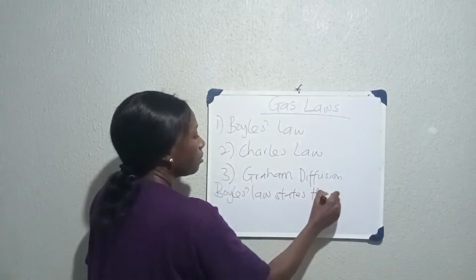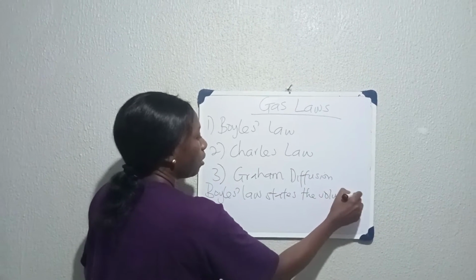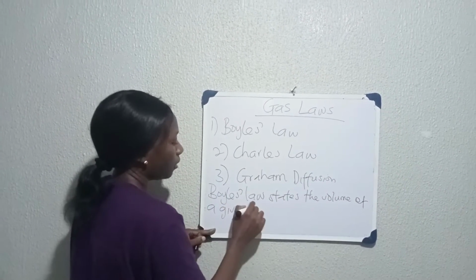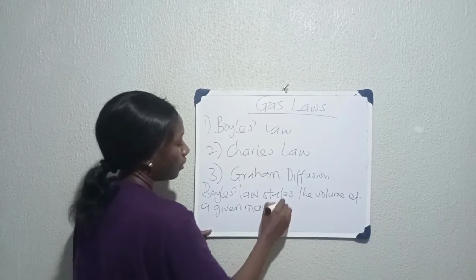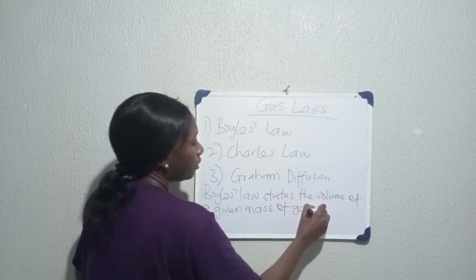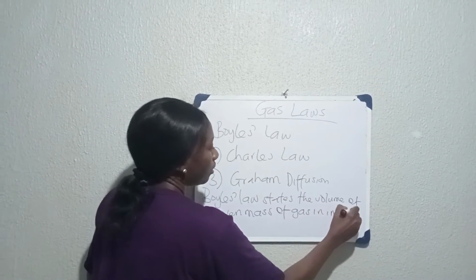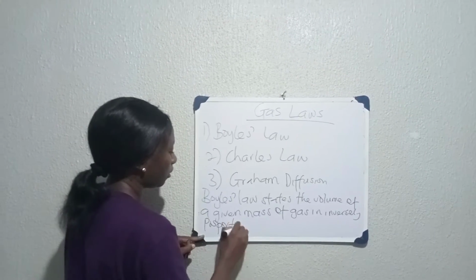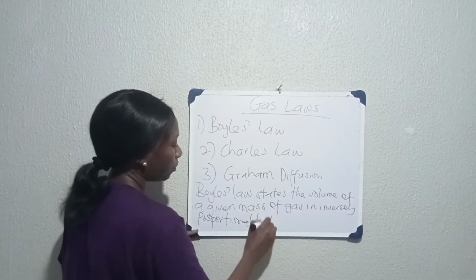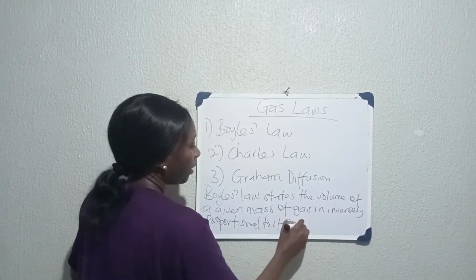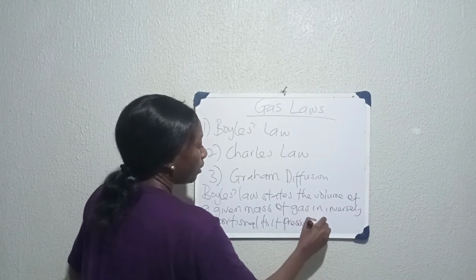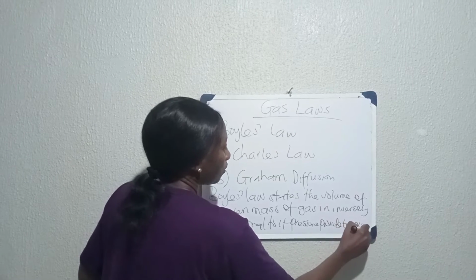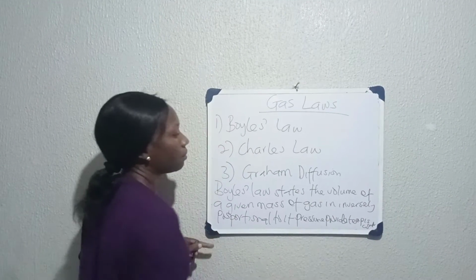the volume of a given mass of gas is inversely proportional to its pressure, provided temperature is constant. What does this mean?